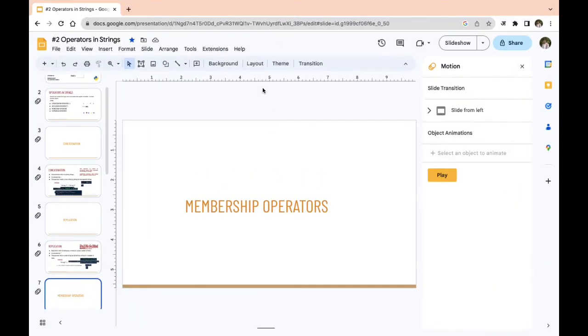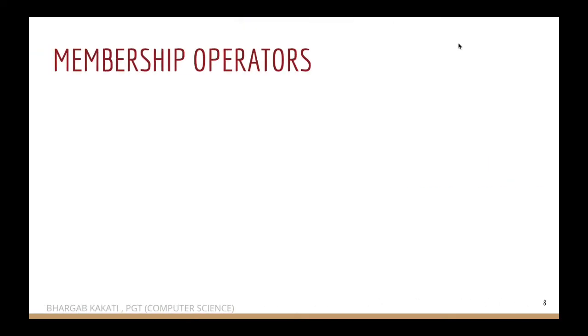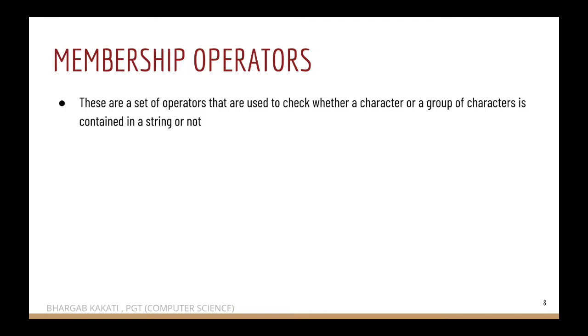Let's move on to the next type of operators, which is the category of membership operators. Let us try to understand what membership operators are. These are a set of operators that are used to check whether a character or a group of characters is contained in a string or not. It will be clear when we give some examples. Now there are two types of membership operators. First is in, second is not in. Let's see both these types of operators one by one, and then if you come back to this definition, you will understand what a membership operator is.